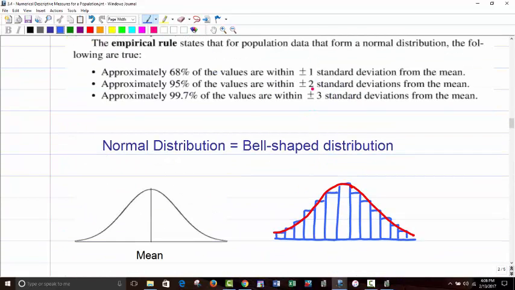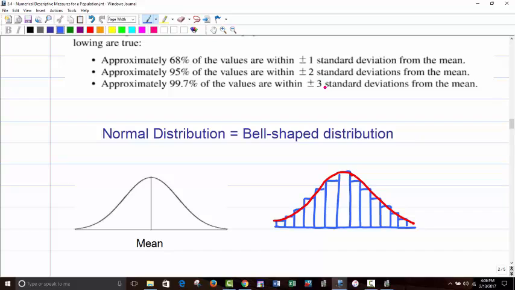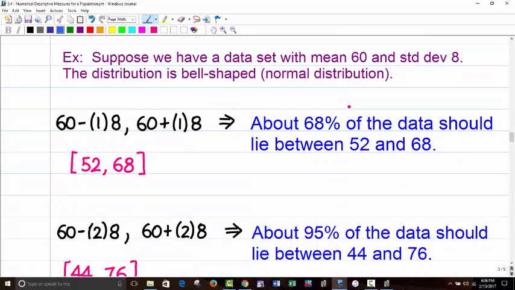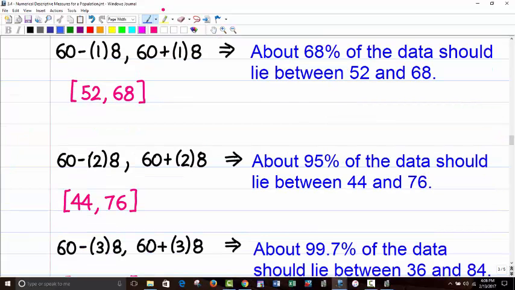I probably won't scroll back up to these, but you can obviously see that it's easy for you to be able to refer back to in the notes. I don't expect you to know these right now, of course, but plus and minus 1, 68%. 2 is 95. 3 is 99.7. So 52 to 68, we would expect about 68%.